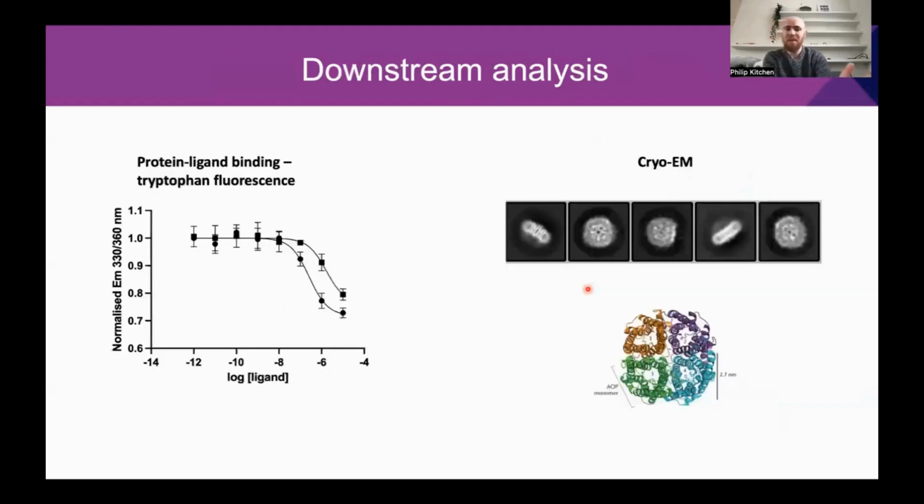And you can do all of the same downstream analysis with SMA solubilized proteins that you would do with detergent solubilized proteins. So here are just a few quick examples where we've used tryptophan fluorescence quenching to quantify binding of a small molecule to our protein. And on the right are some 2D classes from an ongoing cryo-EM project of the SMA solubilized protein.